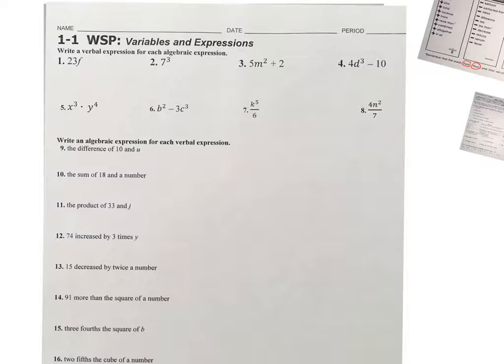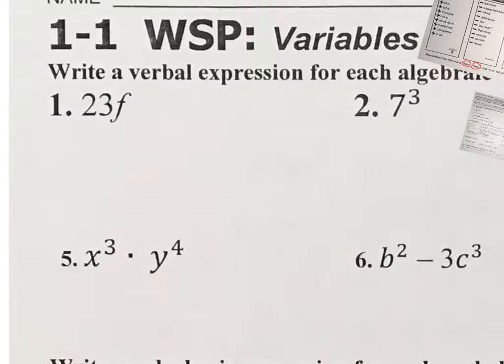Okay, so this is the homework that we're supposed to do today. Number one, we have 23F right there. But if we want to write a verbal expression, what could we say? The product of 23 and F. But then again, there's other ones that you could use. You could say 23 times F, right?